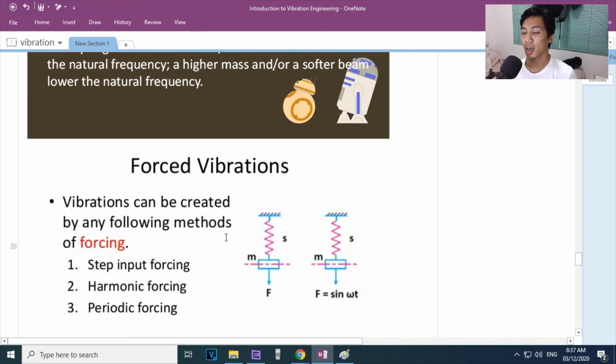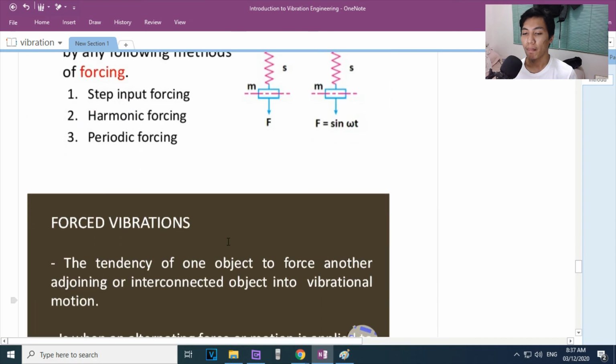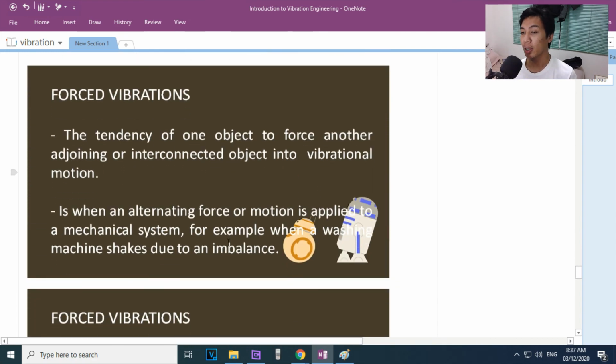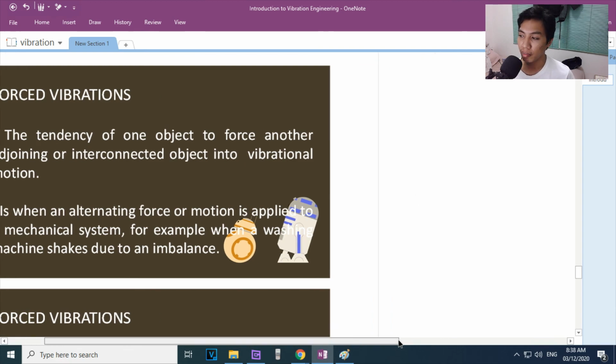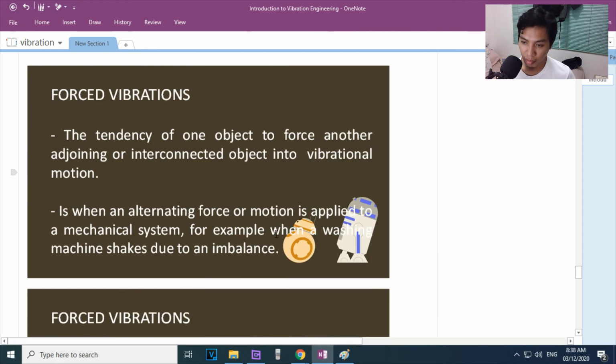Meron ka ng system. Force vibrations, the tendency of one object to force another adjoining or interconnected object into vibrational motion. So, meron ka ng system. Meron ka ng mass, meron kang dampers, meron kang spring. It is when an alternating force or motion is applied to a mechanical system. Example, when a washing machine shakes due to an imbalance.